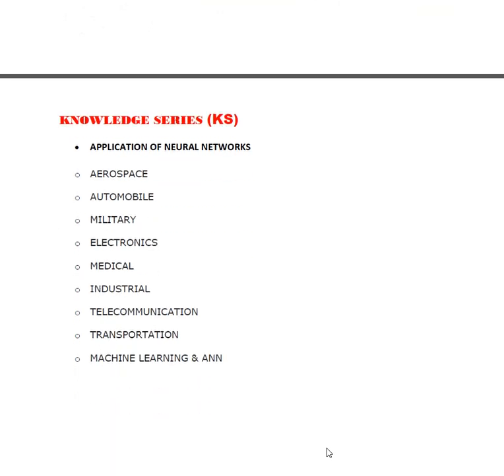Now finally, before we conclude, let us see some of the applications. The application of the neural network is being diversified into various fields. Aerospace, automobile, military, electronic, medical, industrial, telecommunication, transportation, machine learning, ANN. Considering all together, in machine learning, classification is one of the areas where the neural network plays a very major role, to recognize handwritten characters or faces. All these things are possible with the help of a neural network.